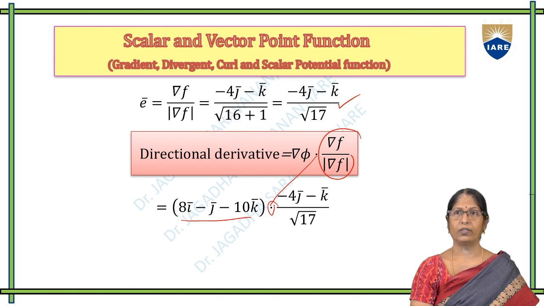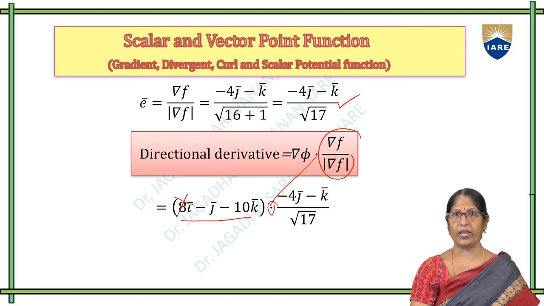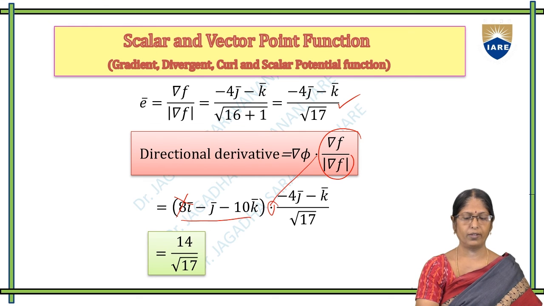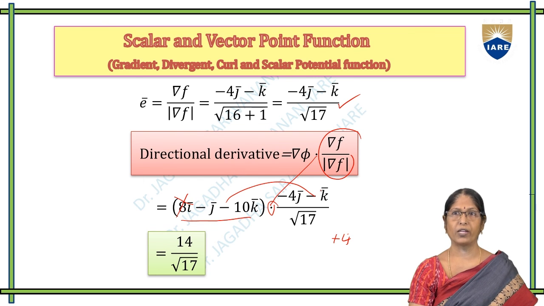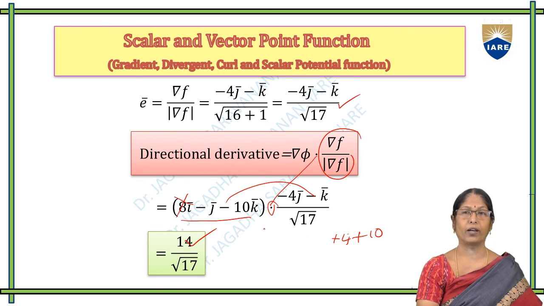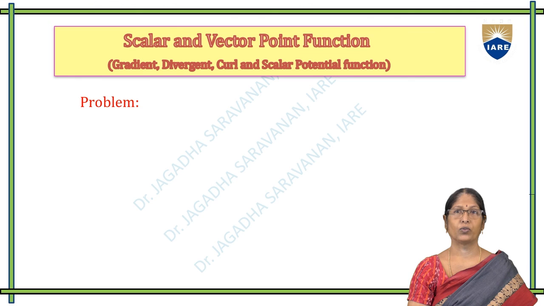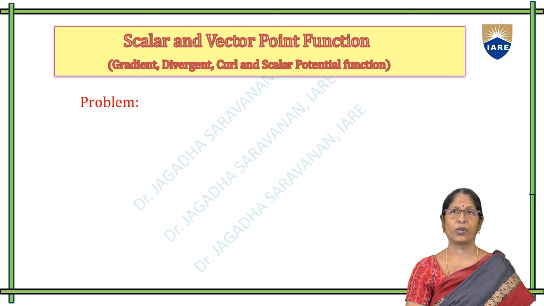We know very well the dot product i dot i, but unfortunately there is no i term here, so it is neglected. Next, j dot j exists, so minus 1 times minus 4 gives plus 4, and minus 10 times minus 1 gives plus 10, so it has become 14 divided by root 17. So we obtained the result 14 by root 17 as the answer for the previous problem. Next we will move to the new problem.